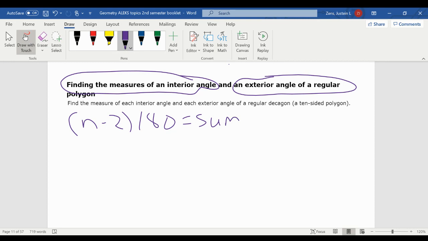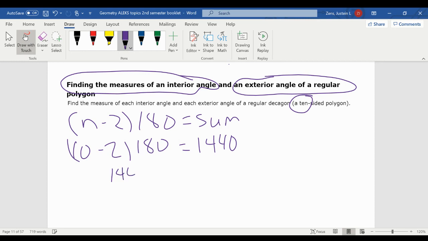So we would plug in our number of sides. It's a 10-sided polygon, so 10 minus 2 times 180, and that is going to be 8 times 180, which is 1,440. Then we want to divide that 1,440 by how many sides there are, again using that 10.